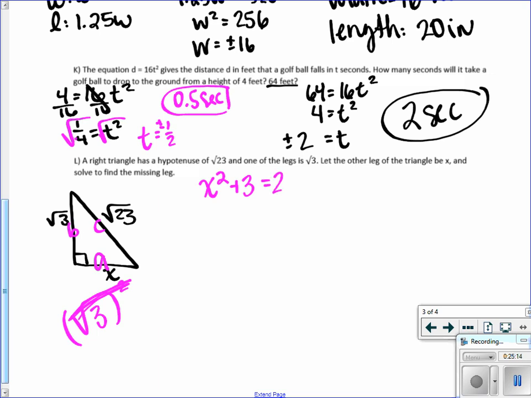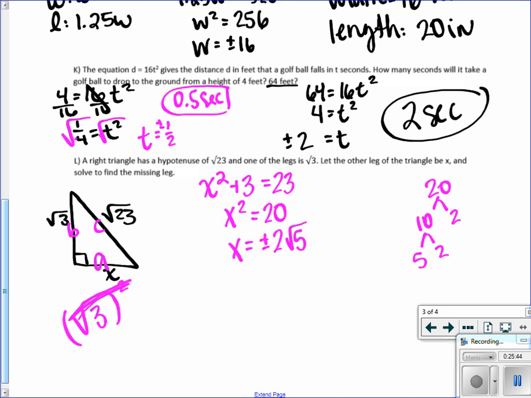And then it's the same thing, subtract 3, so x squared equals 20. Can we simplify this? Because we're going to have to do the square root of 20. Can we simplify that? 10 and 2, and then 5 and 2. Oh, we have a pair. So 2 root 5.